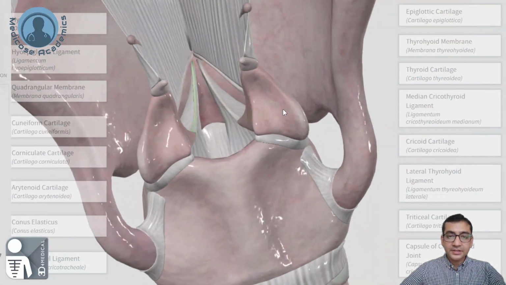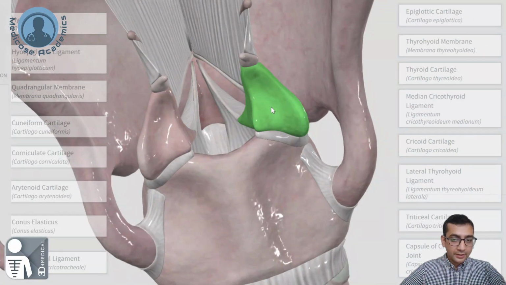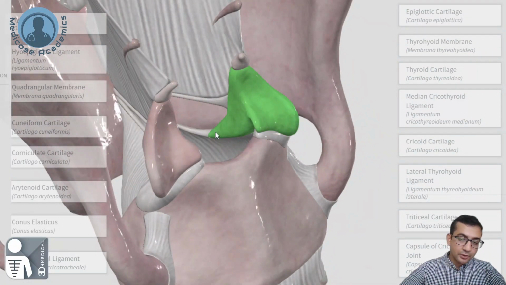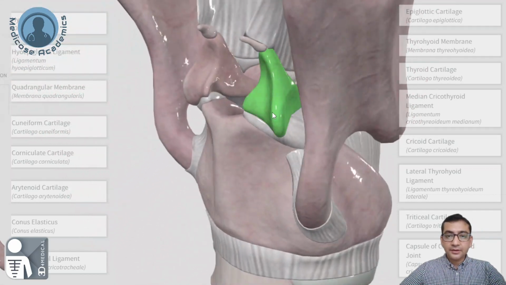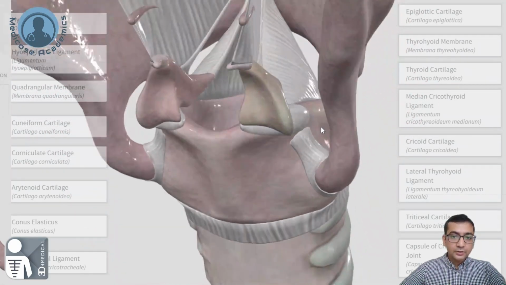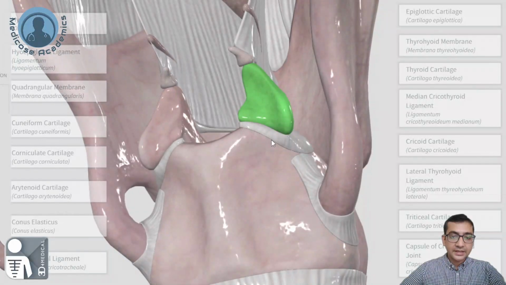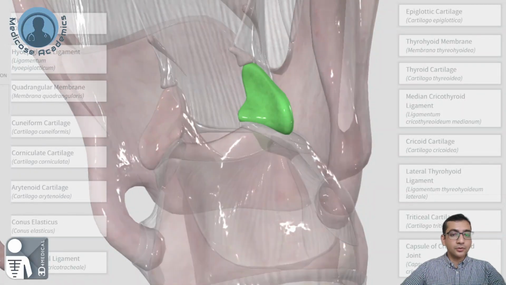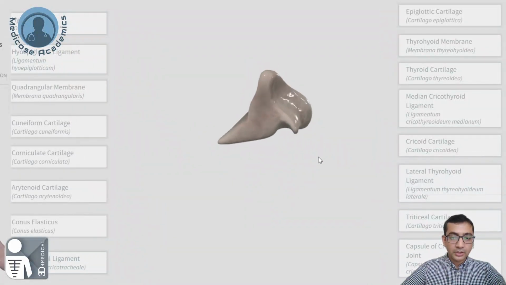So it has three surfaces. The one surface that is on the back, you can see. The one surface that is the medial surface. There is a lateral surface right here. These are the surfaces, and the one that is inferior is helping in making the joint. So this is about the arytenoid cartilage.